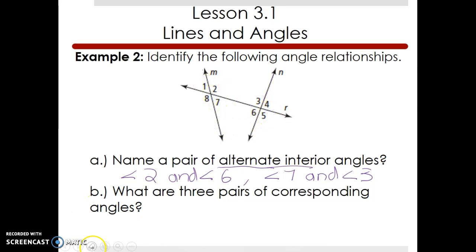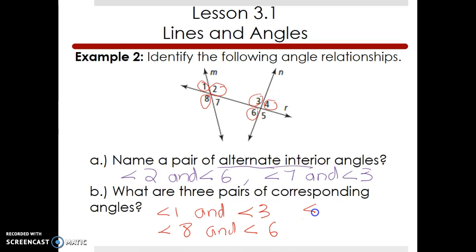Then we have 3 pairs of corresponding angles. So corresponding, they have the same position on each line. So this is on the top left, that's on the top left. So angle 1 and angle 3. This is in the bottom left, this is on the bottom left. So angle 8 and angle 6. And top right, angle 2 and angle 4. It's asking for 3, but obviously there is angle 5 and angle 7 as well.